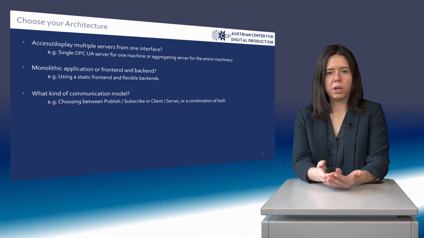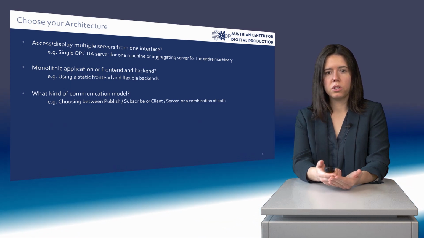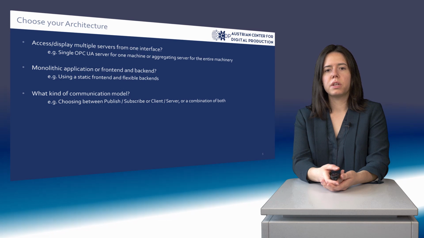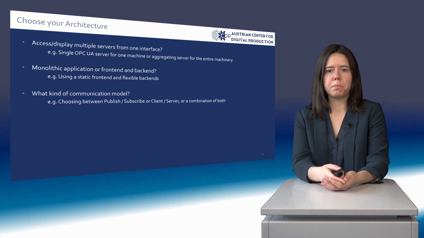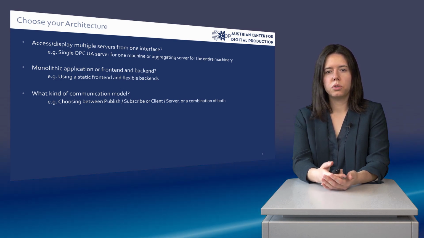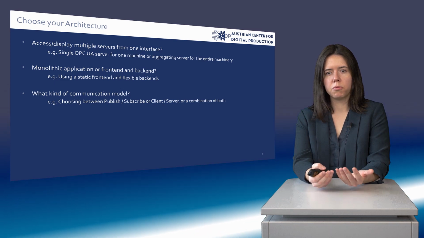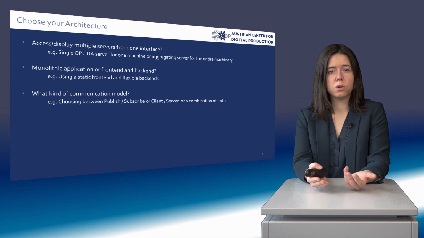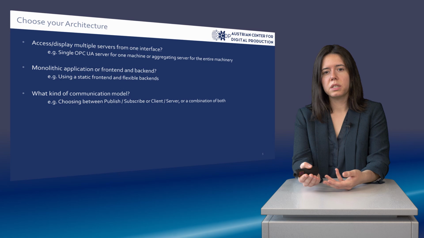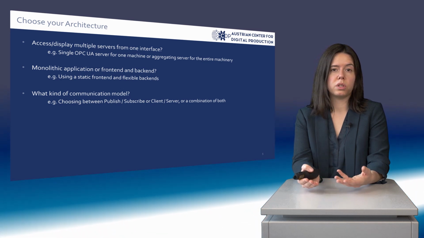Now you have defined your use case, you have basic knowledge about OPC UA, then you could think about the architecture for your application. For example, do you want to access multiple servers from one endpoint via an aggregating server? This could be useful, for example, for multiple clients in a production cell.